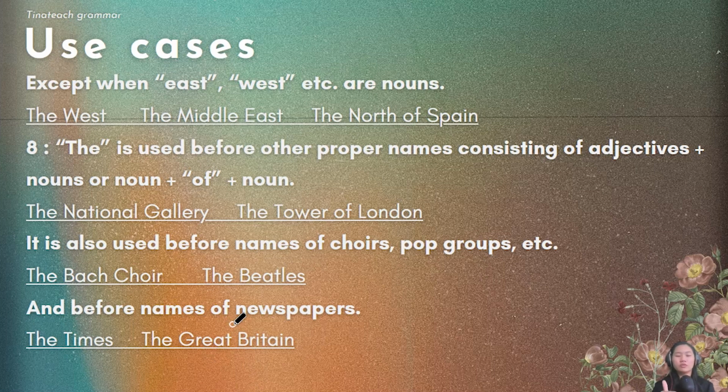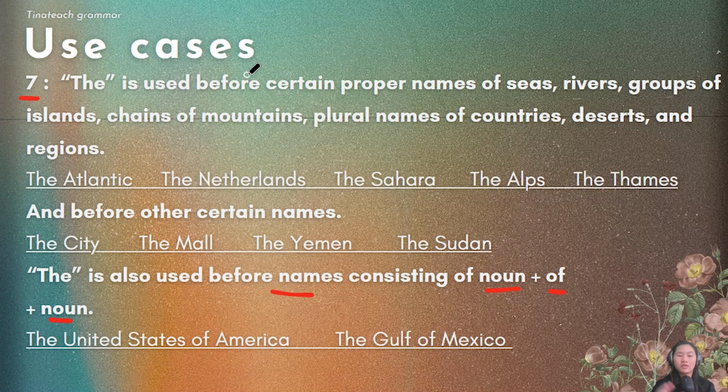So let's go through our lesson one last time, a quick review before we end it, okay? Let's start from the top. Use case number 7, okay? The is used before certain proper names of seas, rivers, groups of islands, chains of mountains, plural names of countries, deserts, and different regions. The Atlantic, the Netherlands, the Sahara, the Alps, and the Thames, and before other certain names as well. The city, the mall, the Yemen, the Sudan.